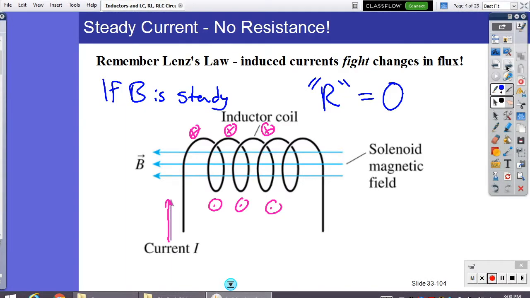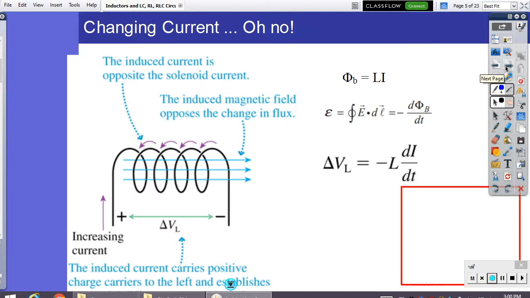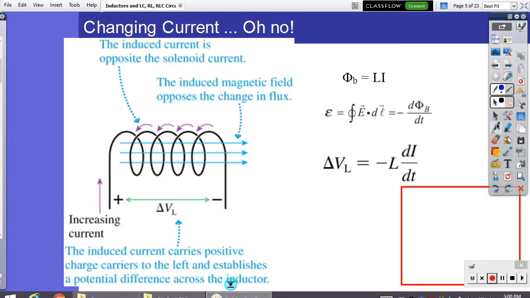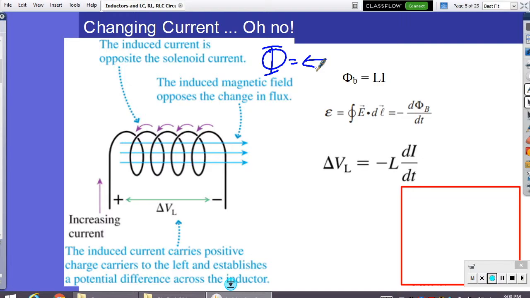What happens, though, if I try to increase my current? Well, my flux initially was to the left. If I try to increase my current, I'm going to get even more flux to the left. My magnetic field is going to get stronger and stronger and stronger. And Lenz's law, remember, here's a little loop of wire. The flux is changing. It says, oh, no, I don't like that. So which way does it try to induce a field? It tries to induce a field to the right. It tries to induce a backwards field. So it fights this change.